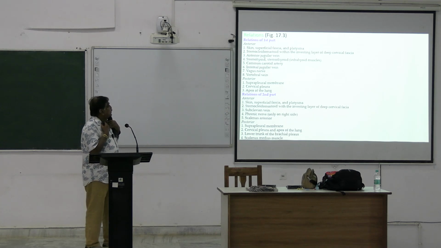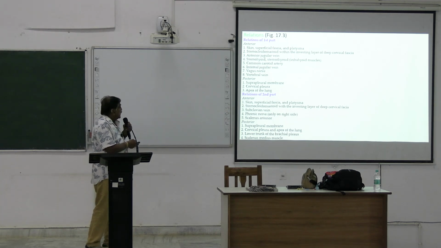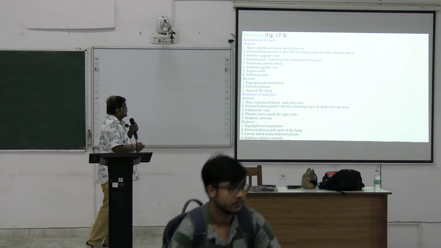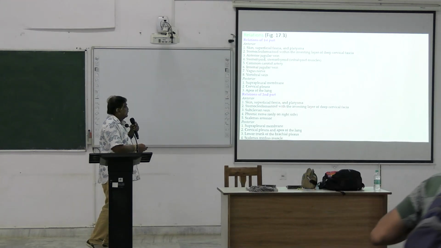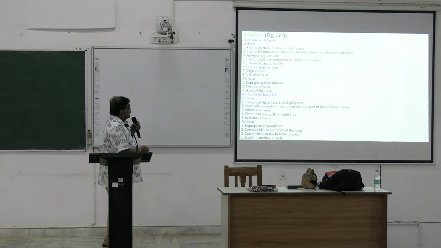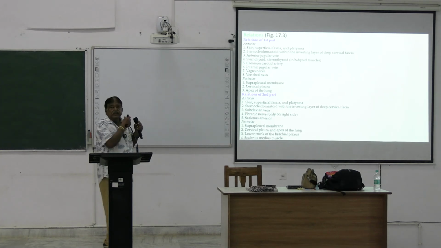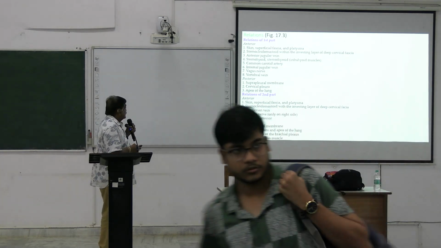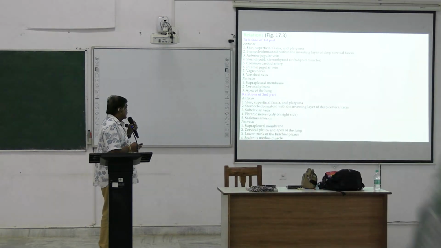the suprapleural membrane. Relations of the second part, again similar: skin, superficial fascia and platysma, sternocleidomastoid with investing layer of cervical fascia, subclavian vein, phrenic nerve, only on the right side. On the right side is the phrenic nerve, it's a repetition. Now, the scalenus anterior muscle.